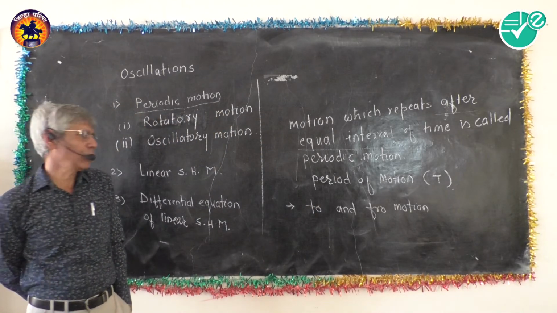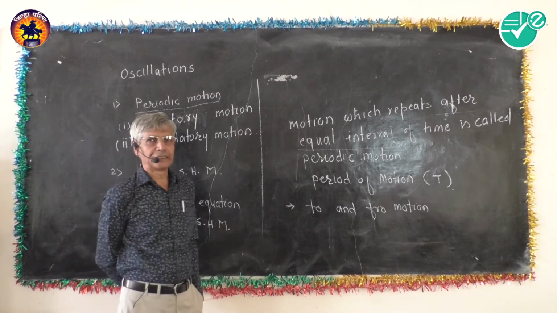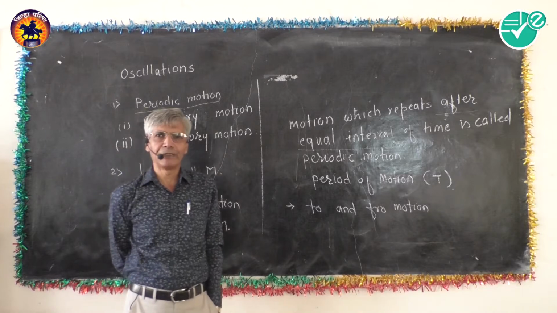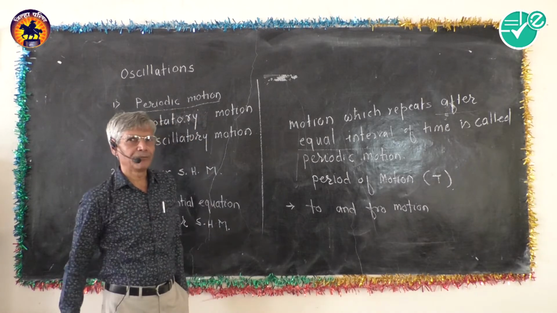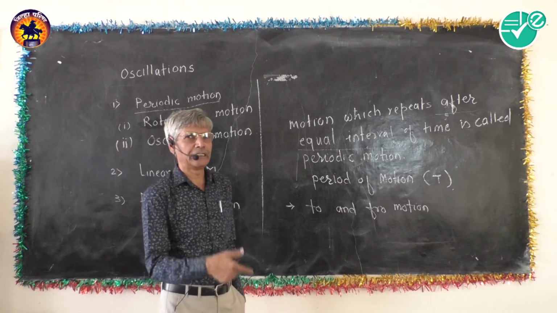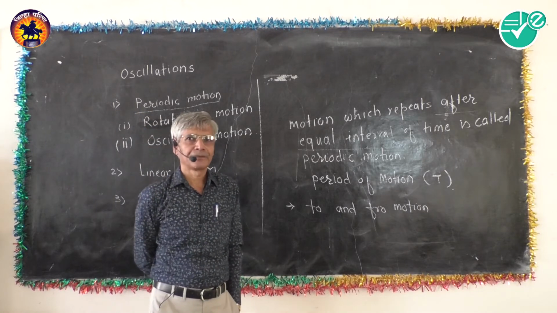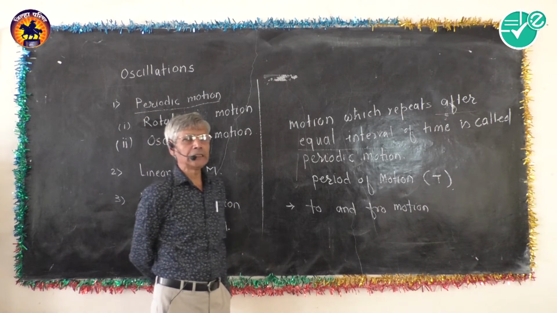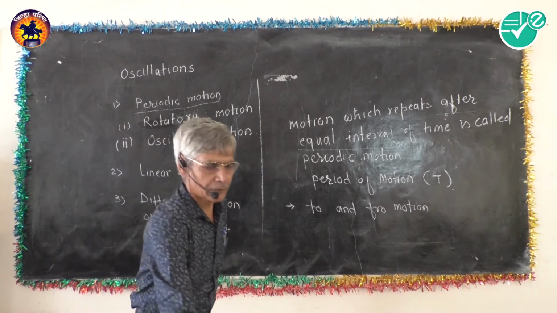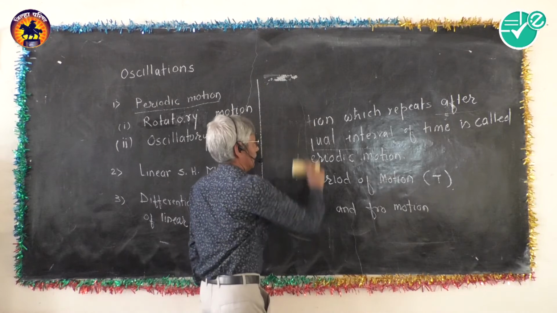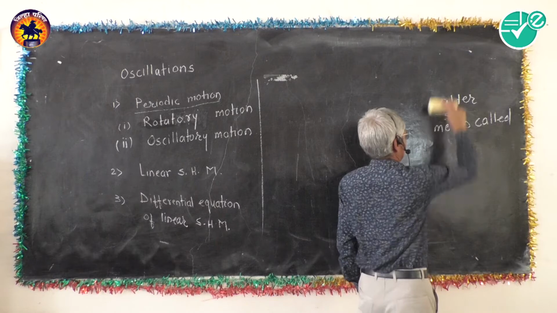The example of this oscillatory motion is the vibrations of the string which is stretched between two rigid supports and disturbed from its equilibrium position. The vibrations of the air column in a pipe when a vibrating tuning fork is held near the open end of the pipe. The vibrations of the prongs of the tuning fork whenever it is hammered on the rubber pad are also example of oscillatory motion. So, this is about the different periodic motions.